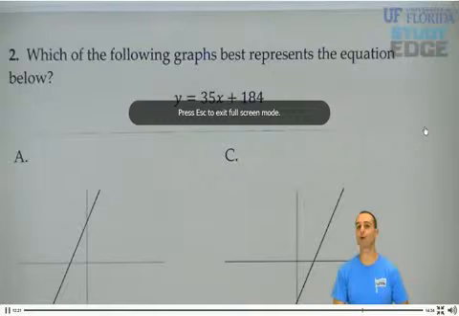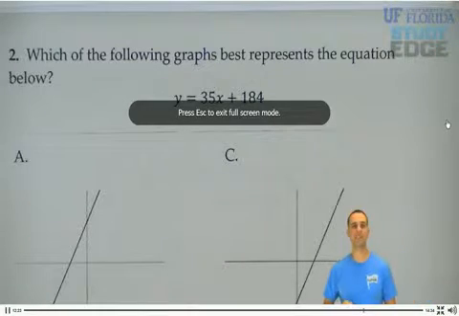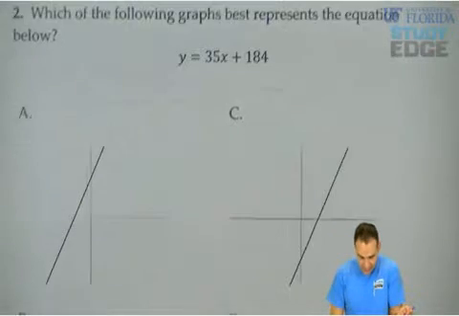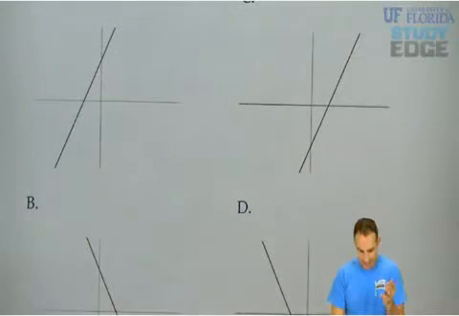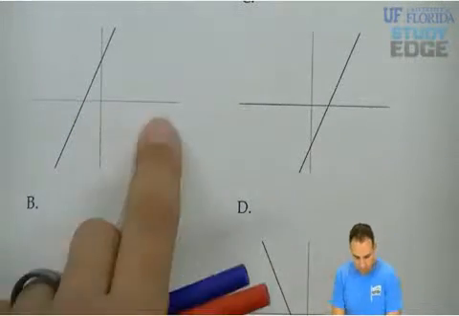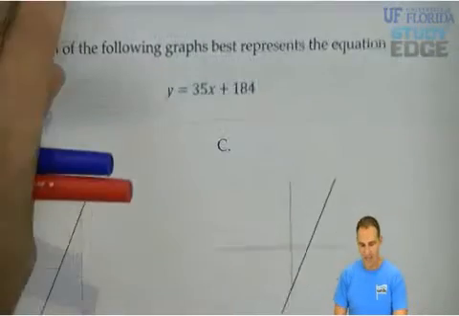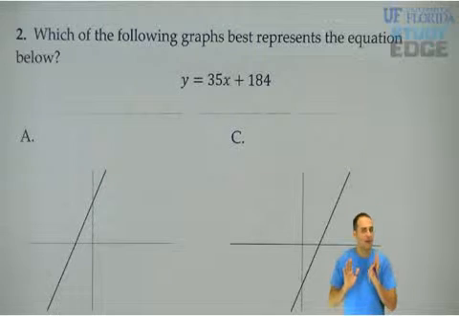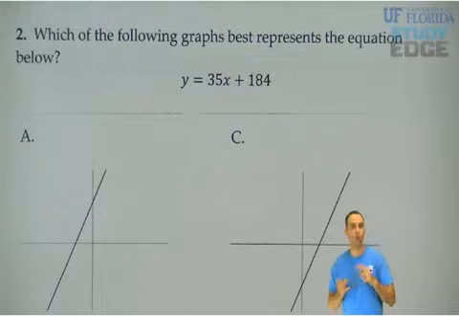Which of the following graphs best represents the equation below? If you look at all the choices, I don't see any marks on them. I don't see positive, negative, or 1, 2, 3, 4, 5. The idea of this question is that you understand the concept of slope and y-intercept.